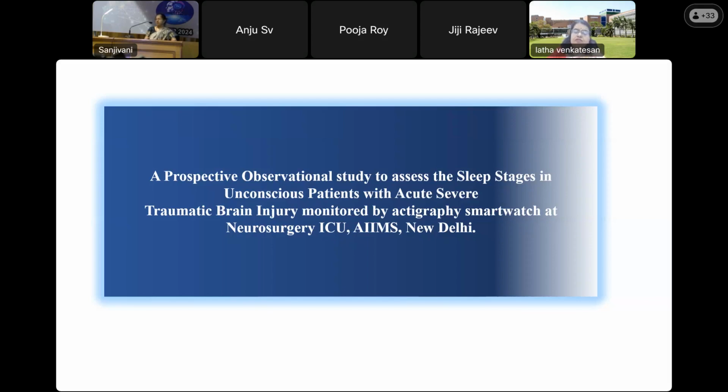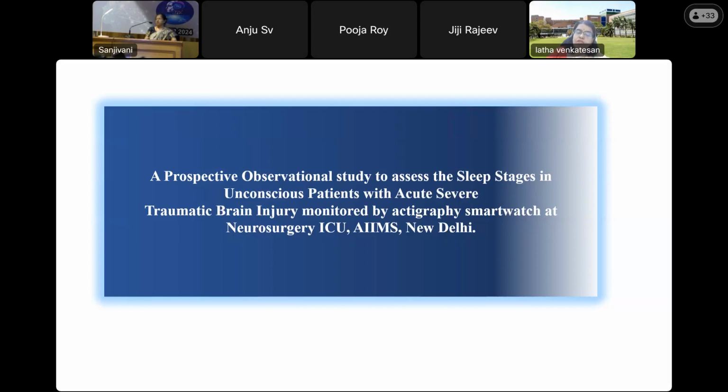The smartwatch was picking up the REM and NREM sleep cycles, and we found how much time the unconscious patients are actually sleeping. Though they are unconscious, they are not actually sleeping. They are awake. They also have the same sleep cycles like us.